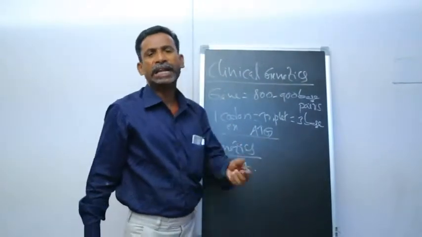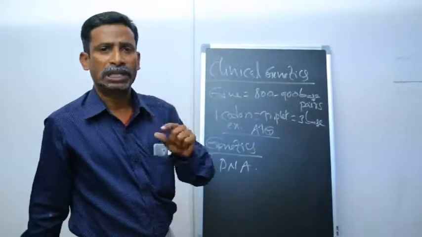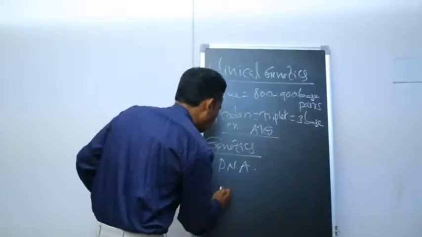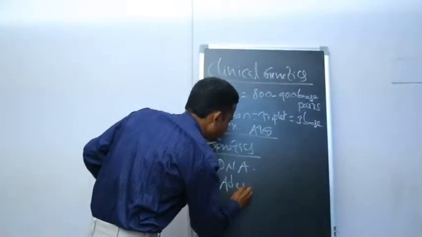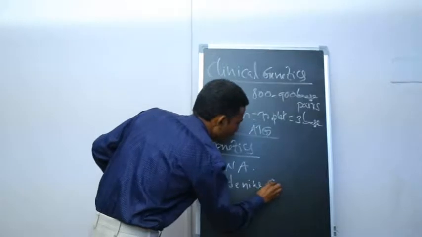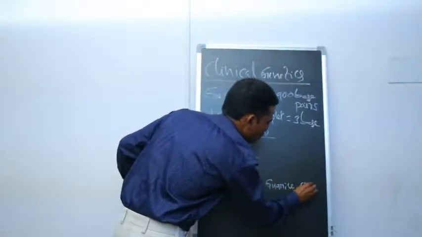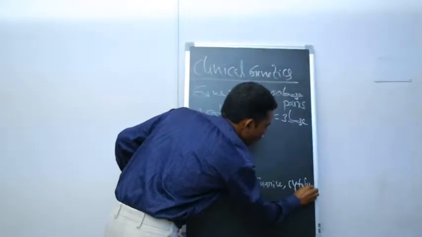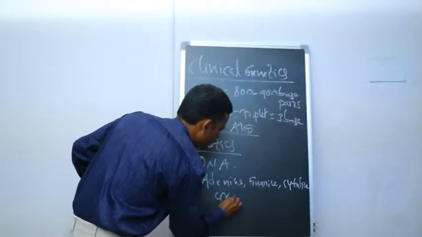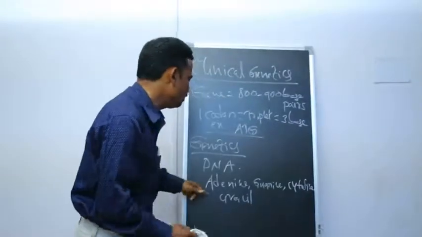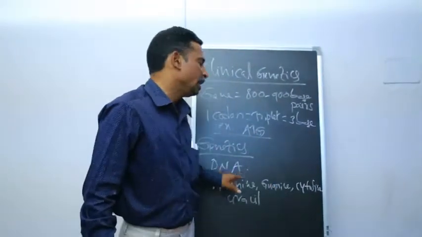DNA contains various components like adenine, guanine, cytosine and thymine. These materials are present in DNA.